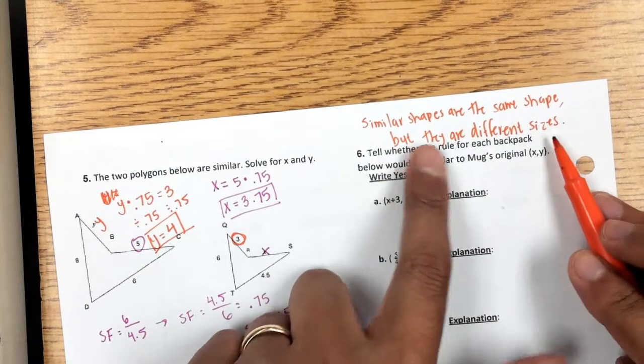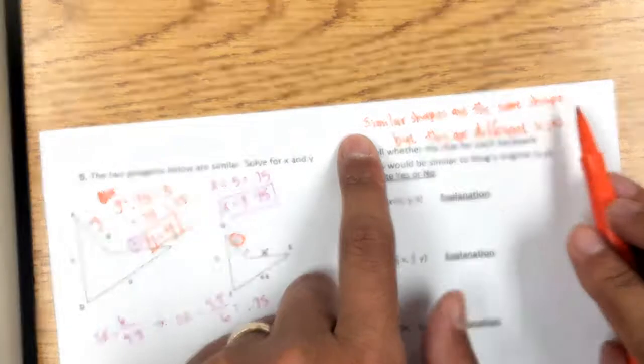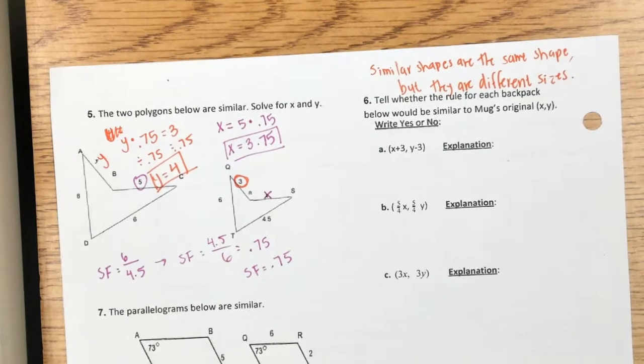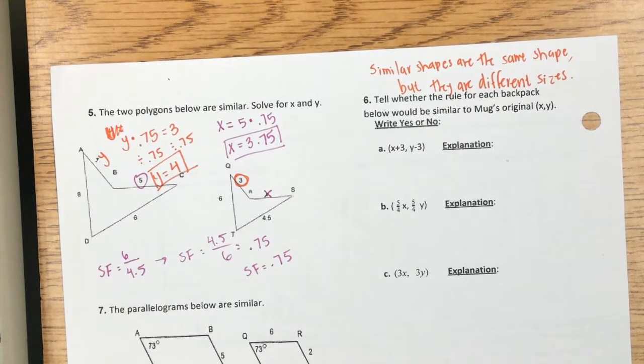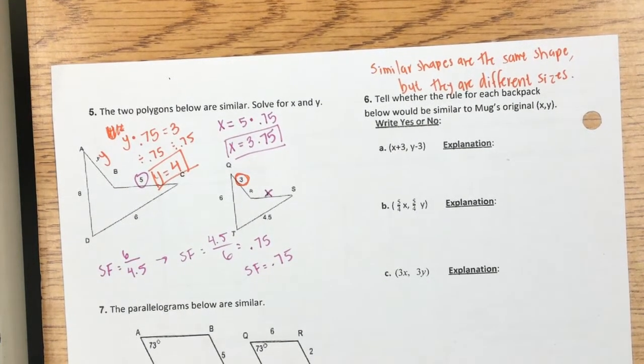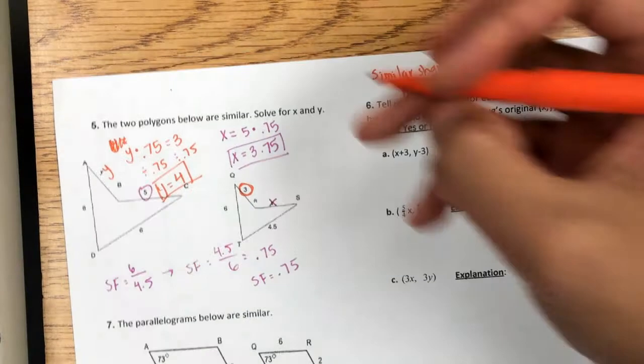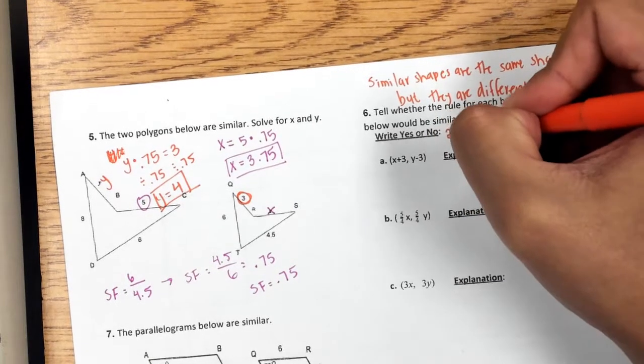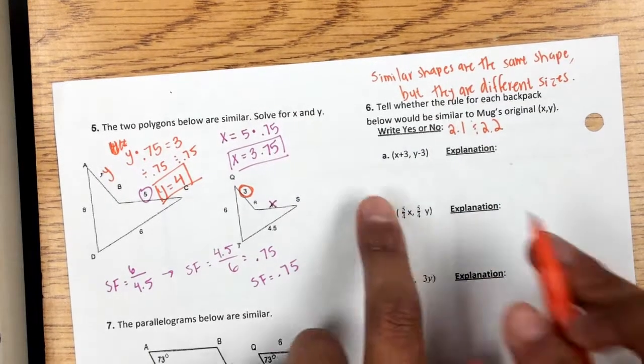Okay, so it's important to remember this. They are different sizes. They're the same shape, but they are different sizes. So if you look back to lesson 2.1 and 2.2, you can find these coordinate rules.